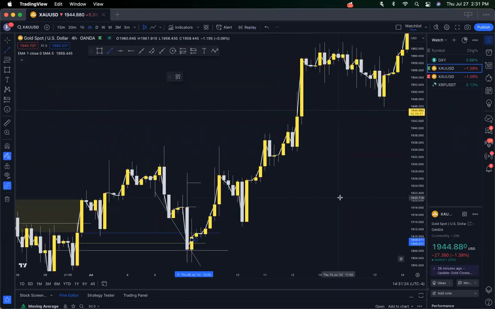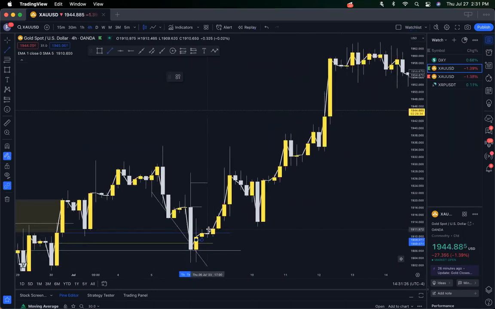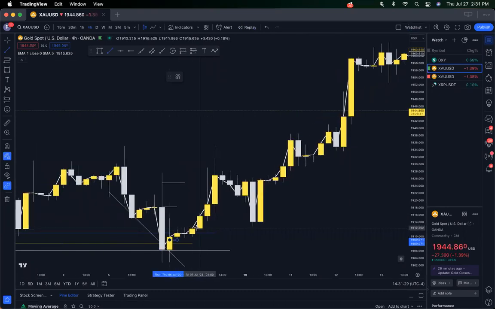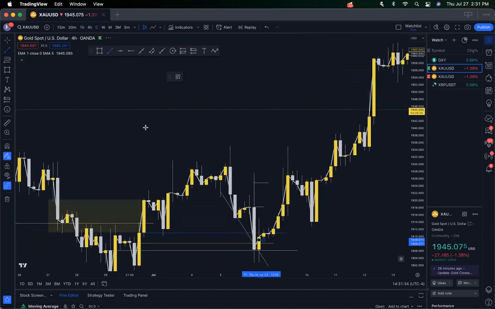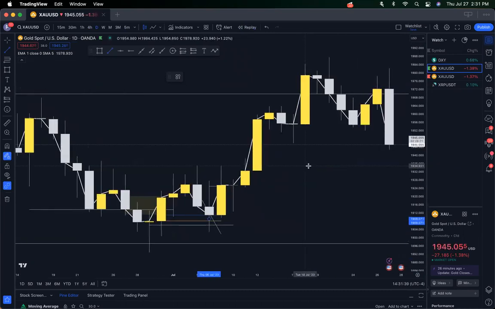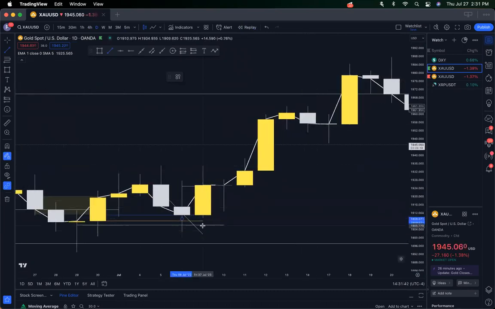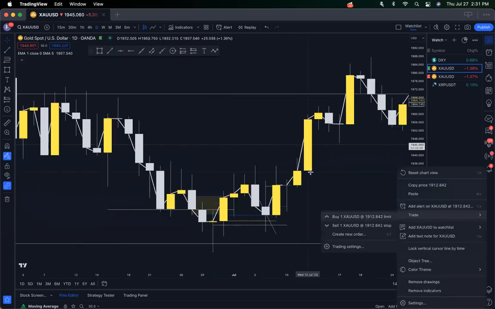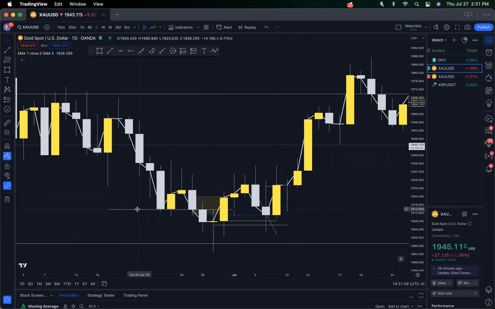This buy came from, very simply, actually, it was on the daily. Yeah, that came from a daily level, right here. I'll tell you why though. Might be confusing.